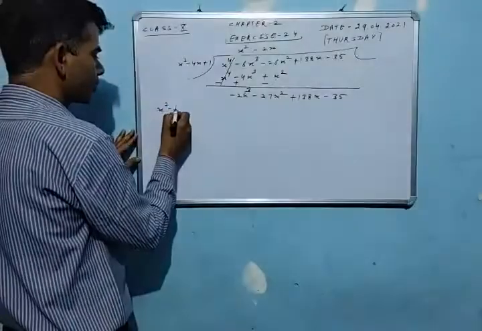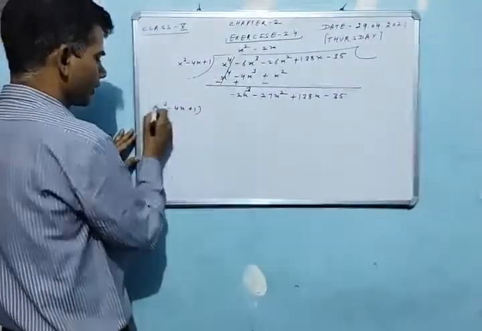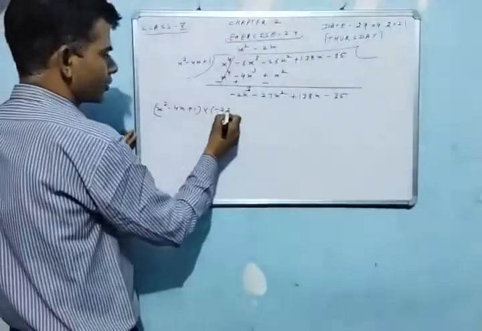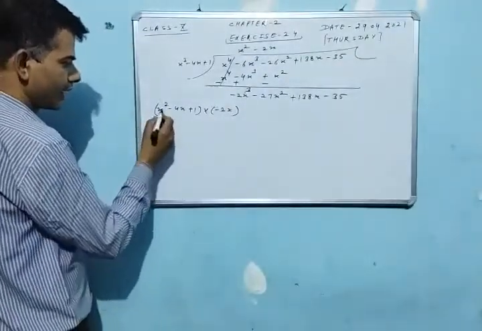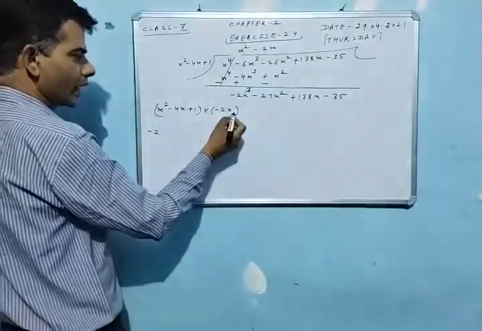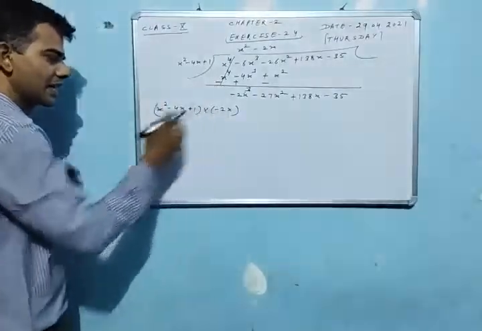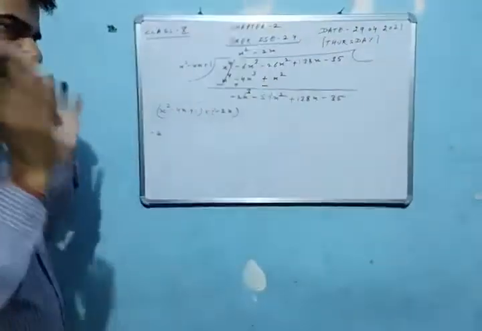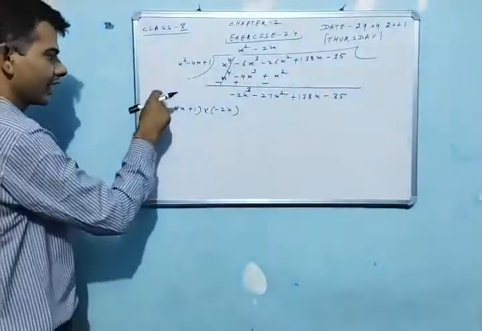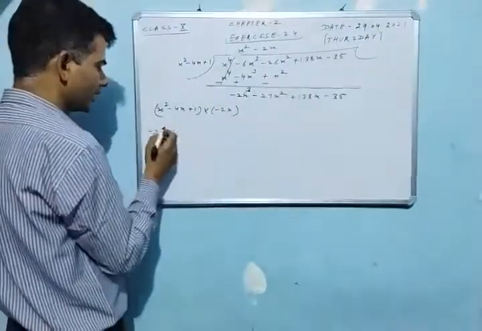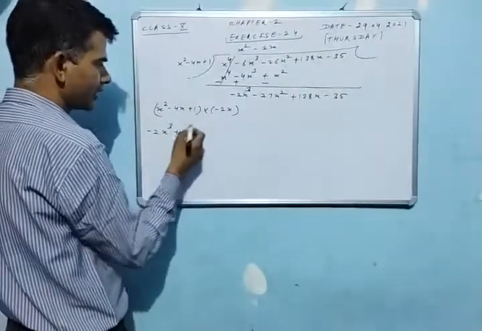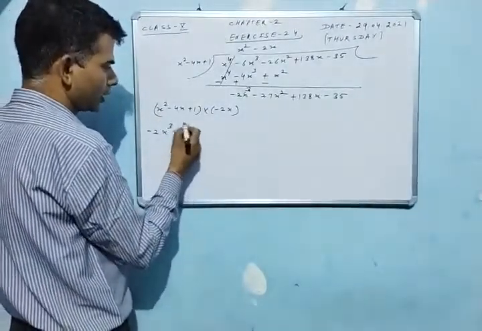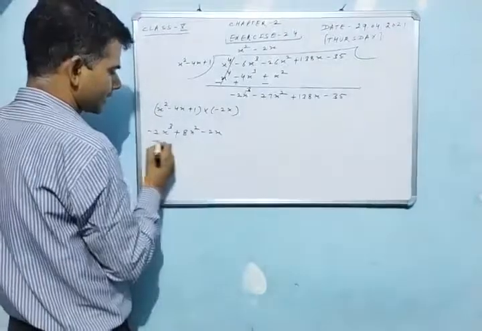x square minus 4x plus 1 multiplied with minus 2x. That is minus 2x square into x. If bases are same and they are multiplied, exponents will be added. x to the power 2, x to the power 1, that is x cube. Minus plus, that is 8x square minus 2x.